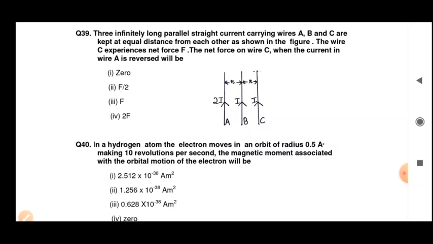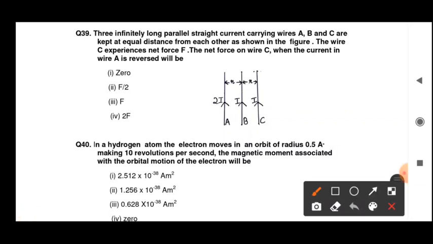Here it is given in our question. You can see A, B, C are three wires. A is carrying 2I current, B is carrying I current, C is carrying I current. All are moving in the same direction. Then for this case, it is given that the wire C is experiencing a net force F.